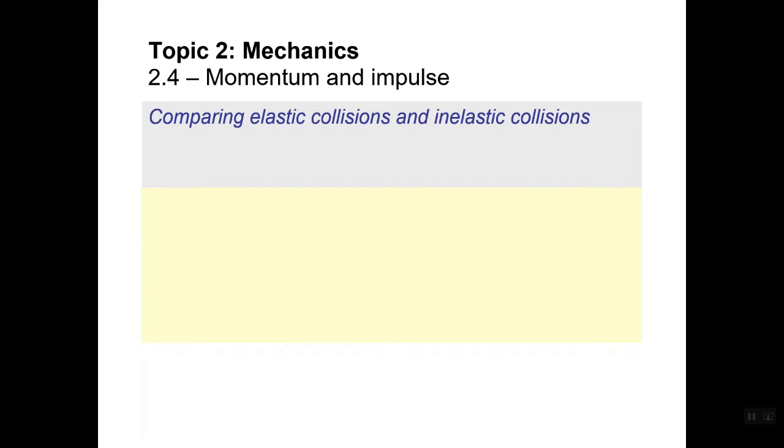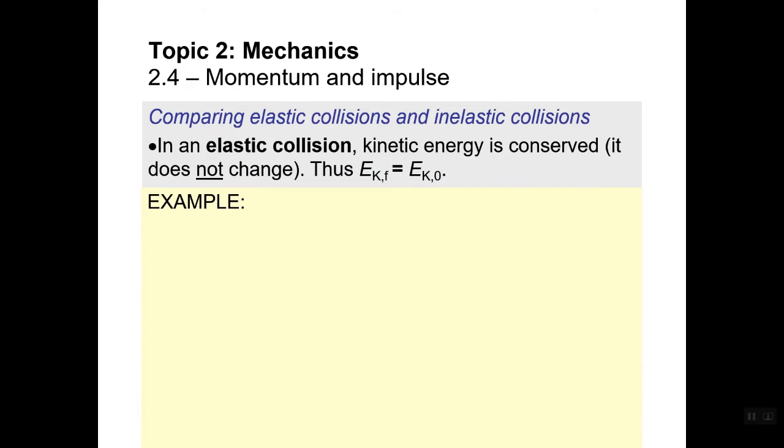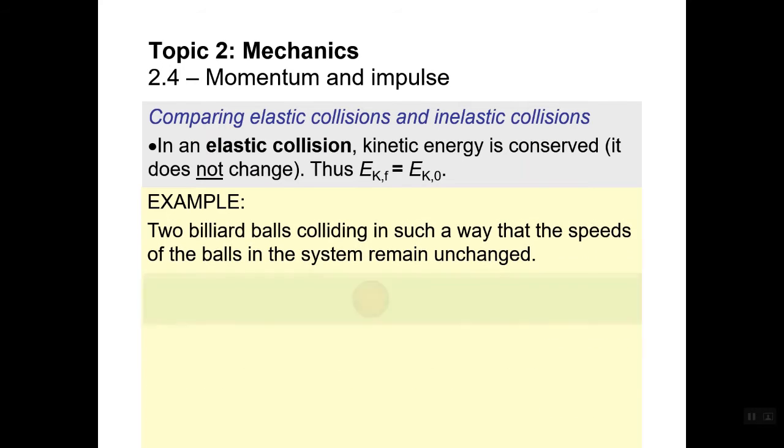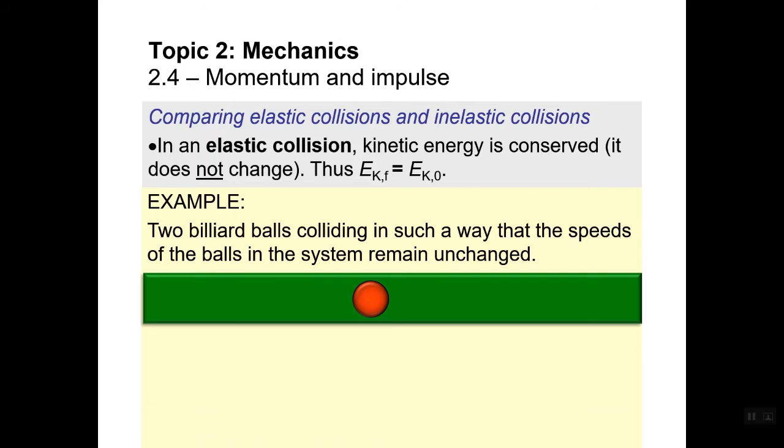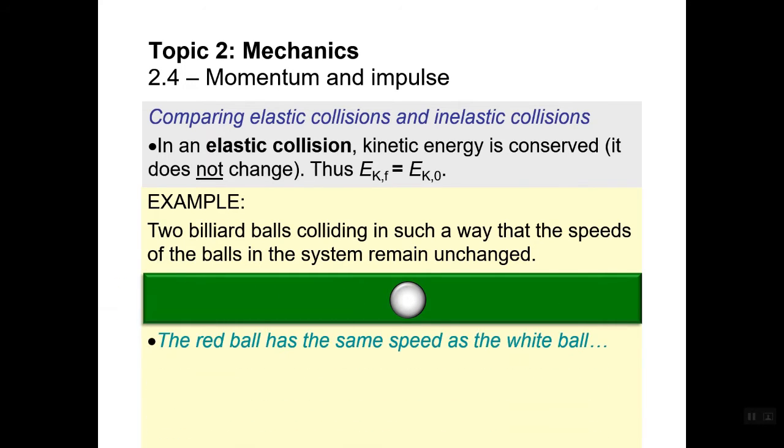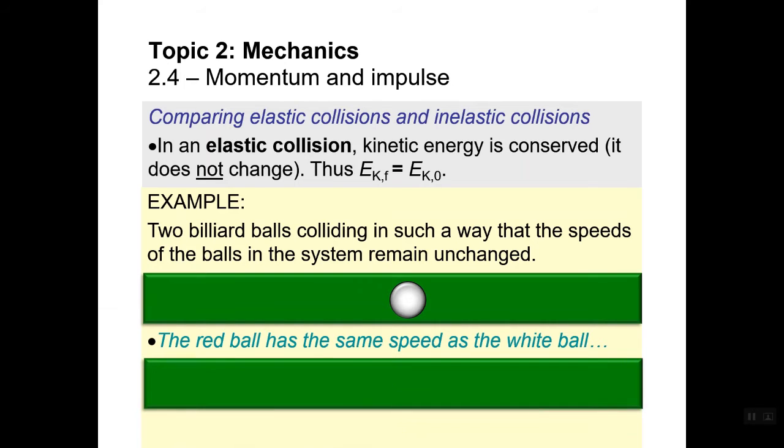Comparing elastic collisions and inelastic collisions. In an elastic collision, kinetic energy is conserved. It does not change. The final kinetic energy equals the initial kinetic energy. Two billiard balls colliding in such a way that the speeds of the balls in a system remain unchanged. This is the perfect elastic collision. A red ball has the same speed as a white ball. Both balls have the same speed both before and after.